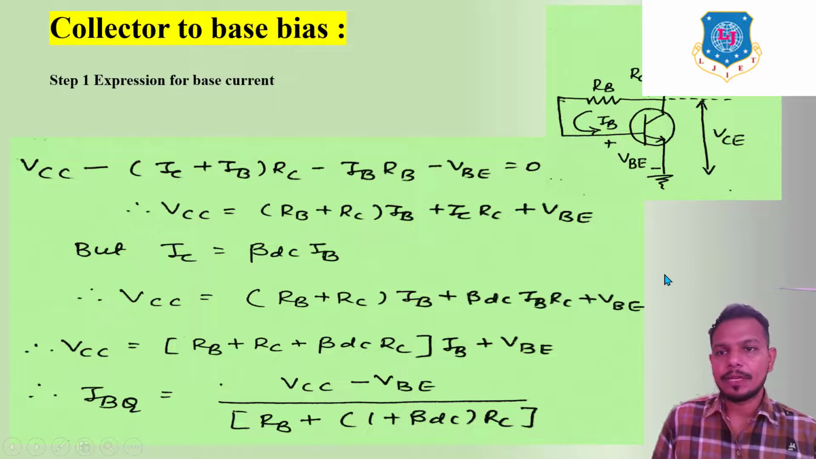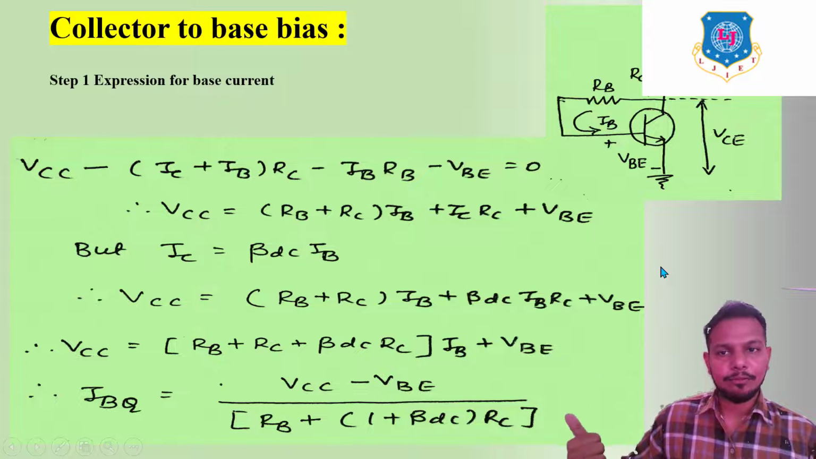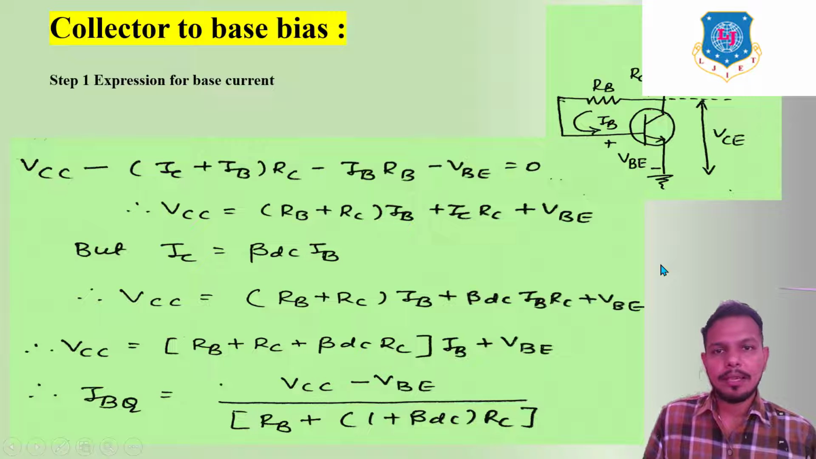Now here we can see the collector to base bias circuit, and this is the circuit diagram for collector to base bias.